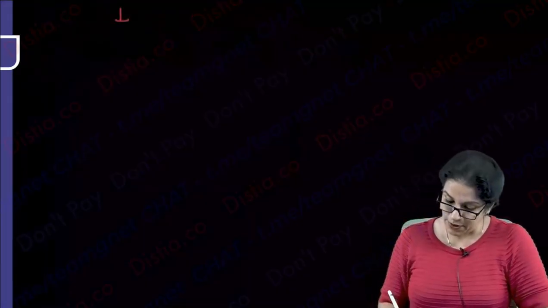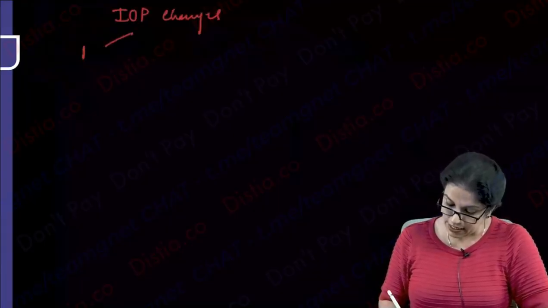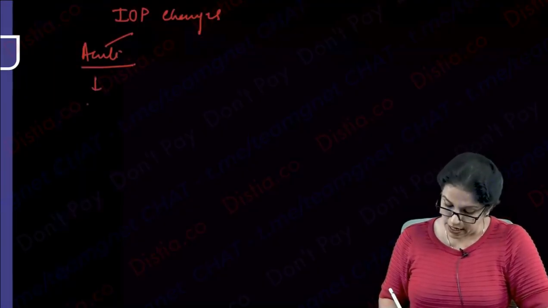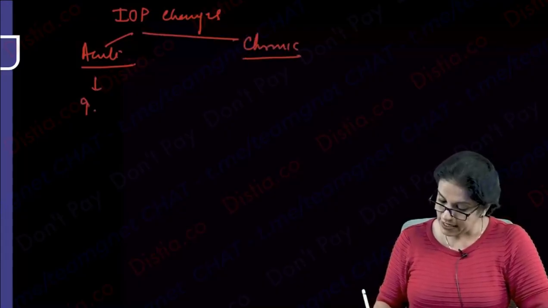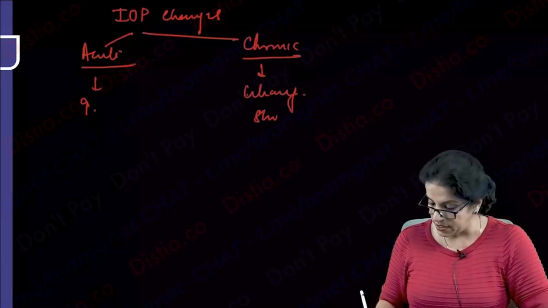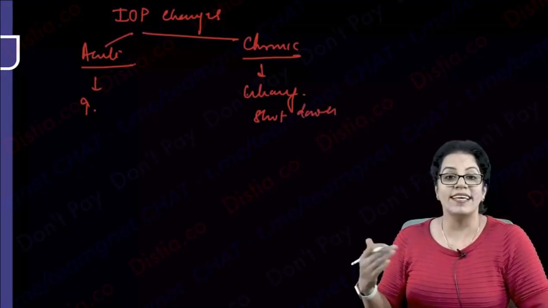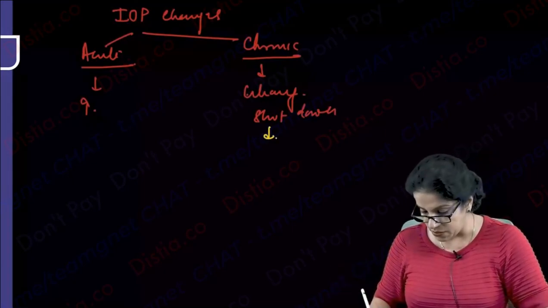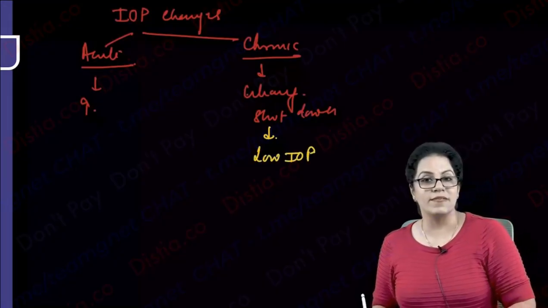If we talk about the IOP changes, we should say that if it is an acute uveitis, we have learned acute is less than 3 months, we expect the IOP to rise. But when it becomes chronic, in chronic uveitis, there is a ciliary shutdown. And when there is a ciliary shutdown, what do you mean by ciliary shutdown? Aqueous is formed less by the ciliary processes. And when aqueous is formed less, that will lead to low intraocular pressures. So let's keep this in mind as well.